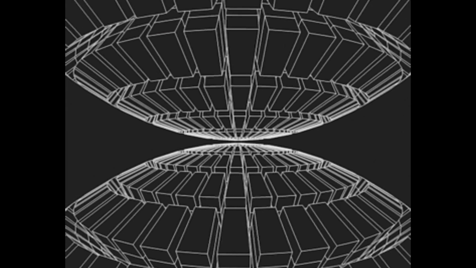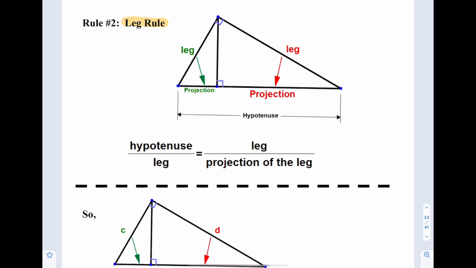Next is the leg rule. So the legs of the big right triangle are on the outside. They are not the hypotenuse. So they connect to the right angle. Now often the pieces that are the parts of the hypotenuse are called projections, but what I'm going to focus on here is this L pattern, either a backwards L or a forwards looking L.